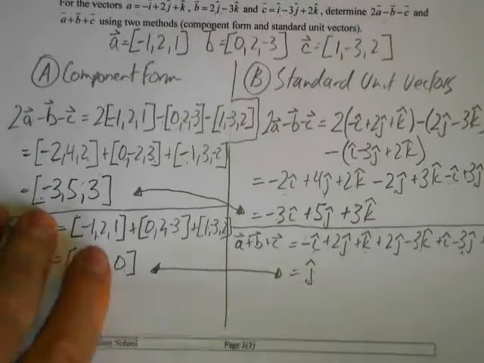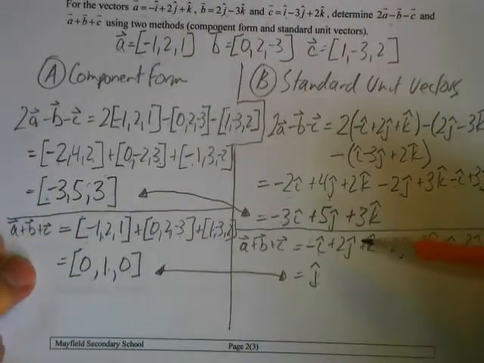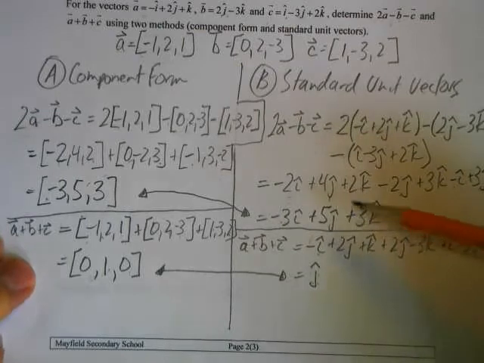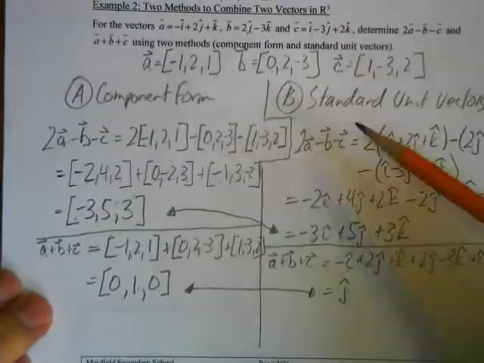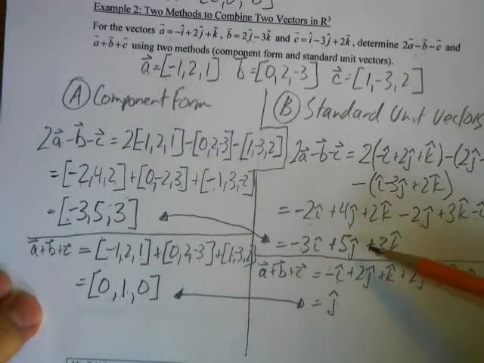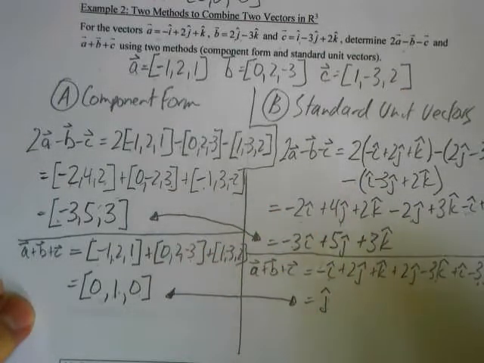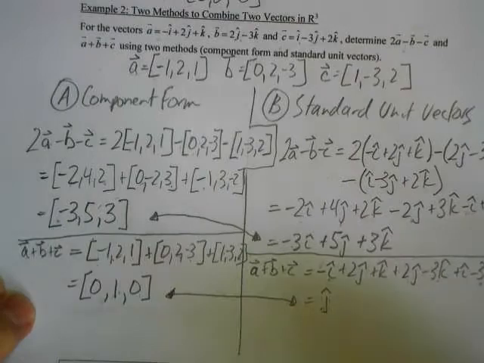Okay, so you have to understand both methods, but I think most people, given the choice, would use the component form. Just less clutter with the I hat, J hat, K hat, but really working with the same numbers, just without the variables, if you want to call it that. I hat, J hat, K hat.